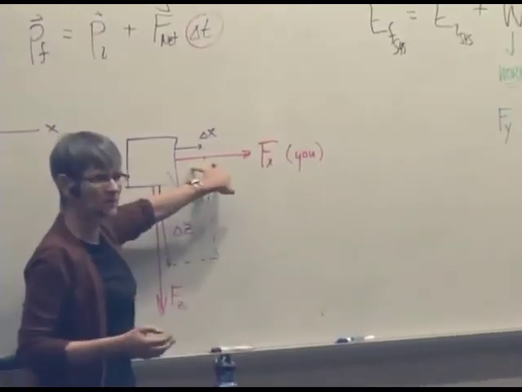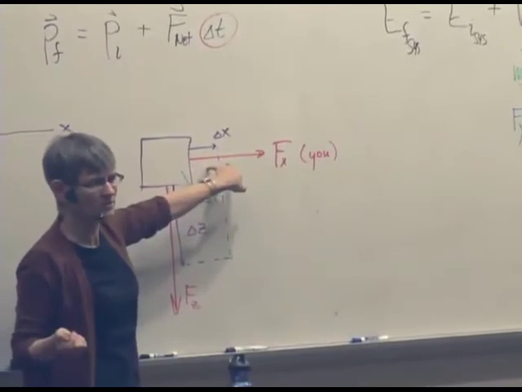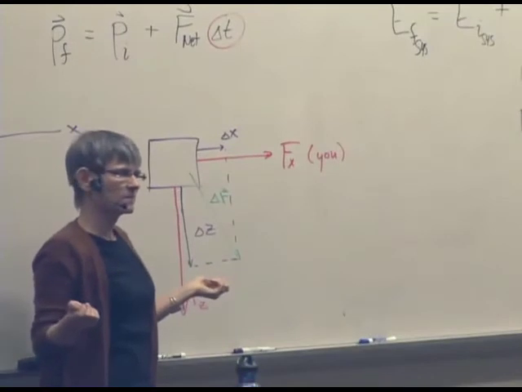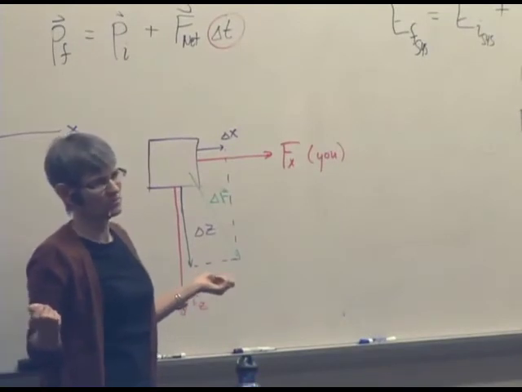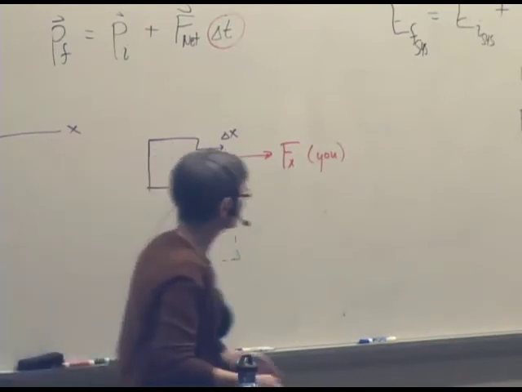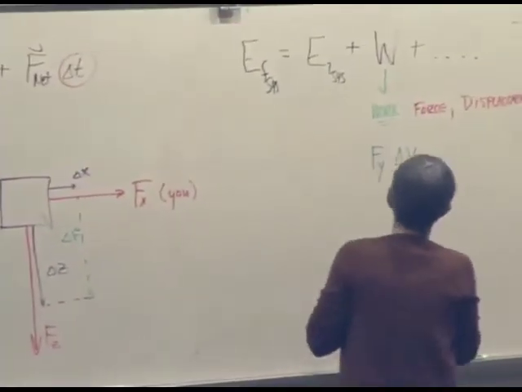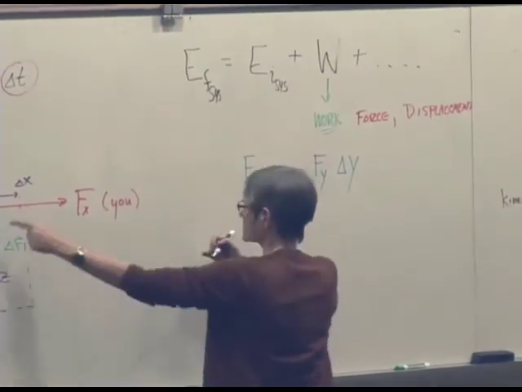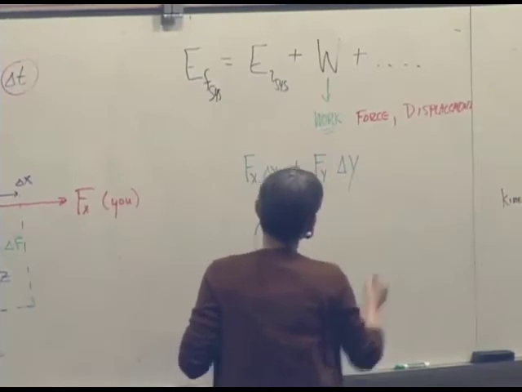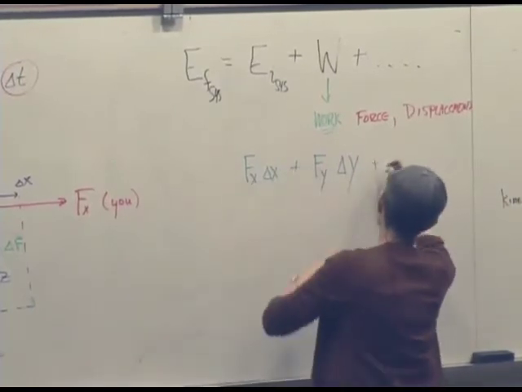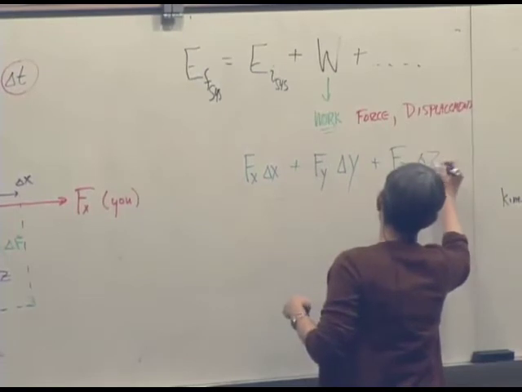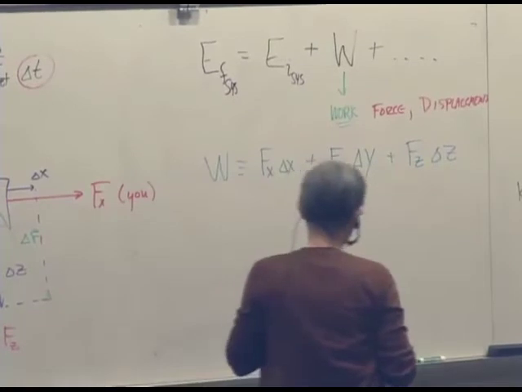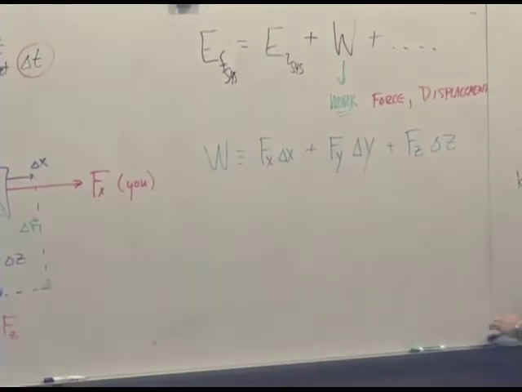Well, you do some amount of work, Fx delta x. Presumably your friend did some amount of work, Fz delta z. So what do we want to do with those two things? Just add them together, don't we? So in fact, it's going to be force in the x direction times displacement in the x direction plus force in the z direction times displacement in the z direction. And that's going to be what we define as work.